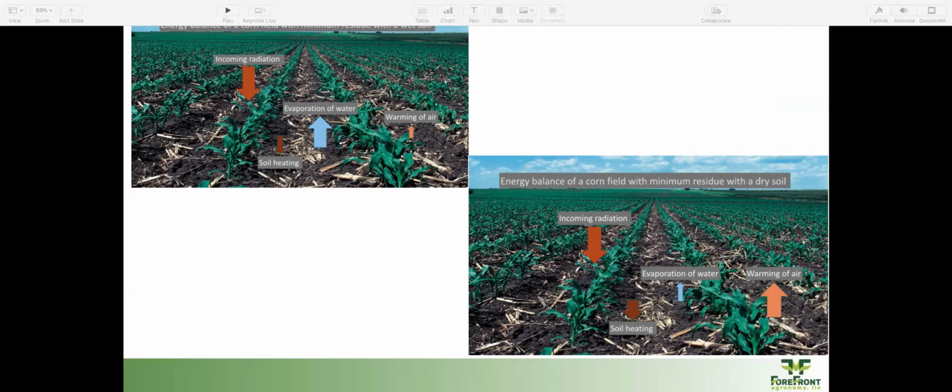And so we see some things happen there versus where we do have more cover out there, more residue to work with. We still have the same amount of incoming radiation, but we've reduced that evaporation of water. We've actually kept the soil at a good constant temperature, which is excellent for soil microbial activity. And then we actually warm the air off, and what that does is create a microclimate that the plant can really optimize, from solar radiation to water to temperature, to enhance its growth.